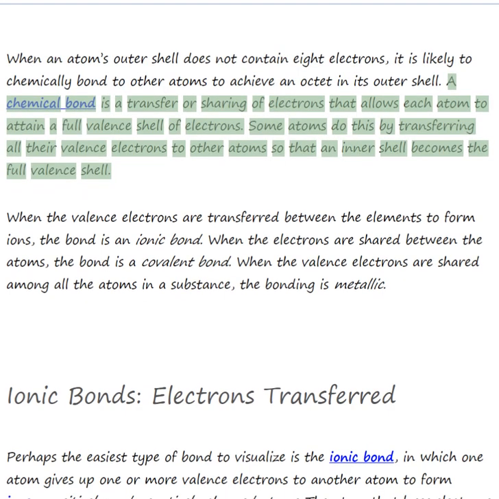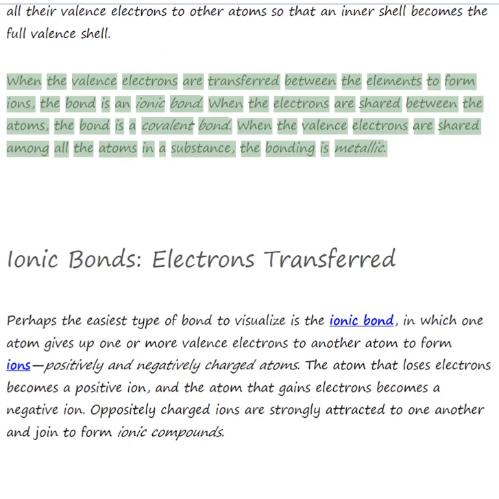A chemical bond is a transfer or sharing of electrons that allows each atom to attain a full valence shell of electrons. Some atoms do this by transferring all their valence electrons to other atoms so that an inner shell becomes the full valence shell. When the valence electrons are transferred between the elements to form ions, the bond is an ionic bond. When the electrons are shared between the atoms, the bond is a covalent bond. When the valence electrons are shared among all the atoms in a substance, the bonding is metallic.